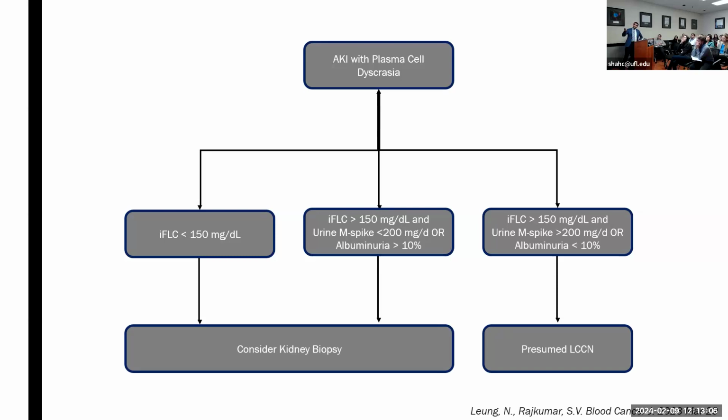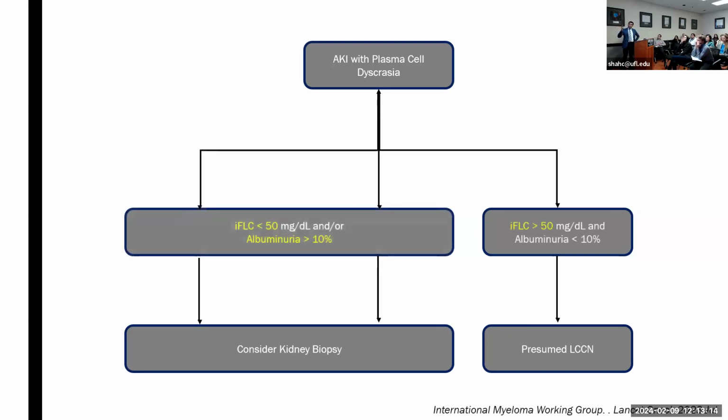Now, this was proposed by Dr. Long and Dr. Rajkumar, which is a group from Mayo Clinic. There's no other investigator in this one, and this is their approach. But the International Myeloma Working Group, again published in 2023, proposed to use the threshold of only 50 milligram per deciliter, meaning that if patients have more than 50 milligram per deciliter without albuminuria, you can presume light chain cast nephropathy without considering biopsy.